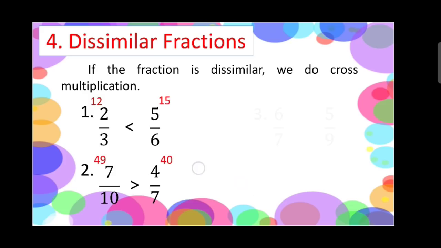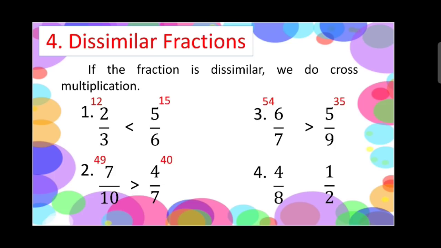So, next one. And we have 6 over 7 and 5 over 9. So, magkaiba na naman sila. Dissimilar fraction. So, ngayon, we do cross multiplication. 7 times 5 is equal to 35. Then, 9 times 6. 9 times 6, ilan? Okay. Yes, 54. So, si 54, mas malaki siya kay 35. So, we conclude that 6 over 7 is greater than 5 over 9.